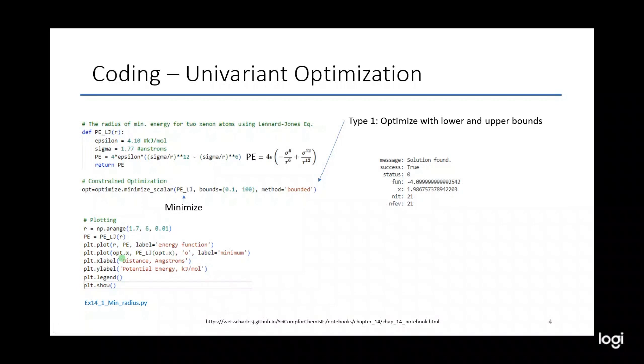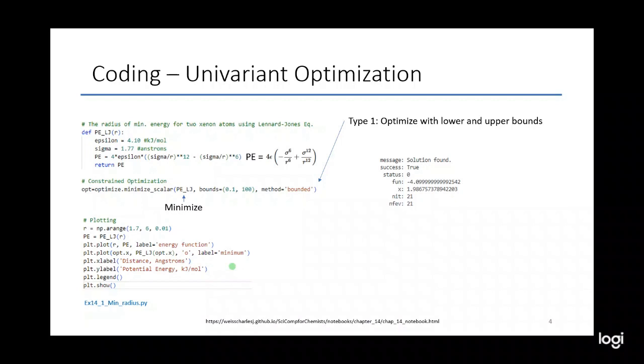Using the plot function, we will add this point with the argument opt.x, P_LJ opt.x. So having this x value, we can calculate the potential energy, and this is where we find the minimum. These are just x and y coordinates of the minima, and we will use the point and label minimum as a legend.